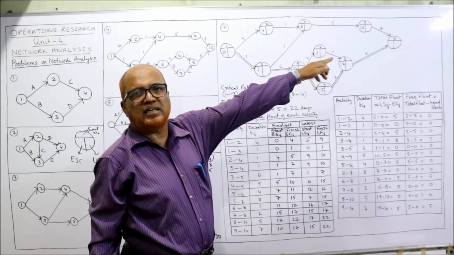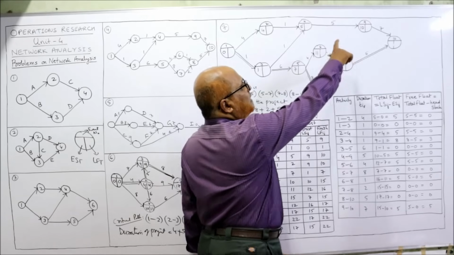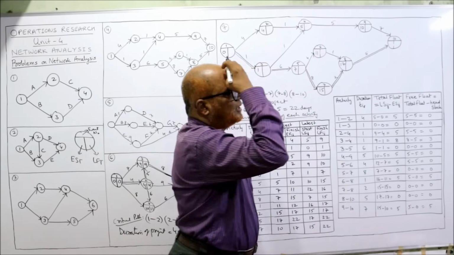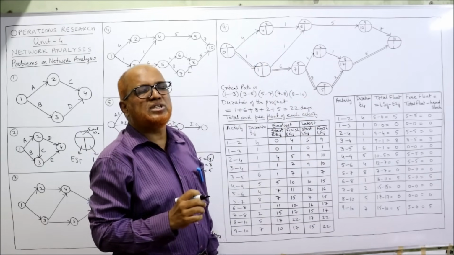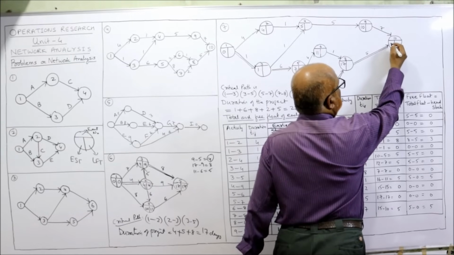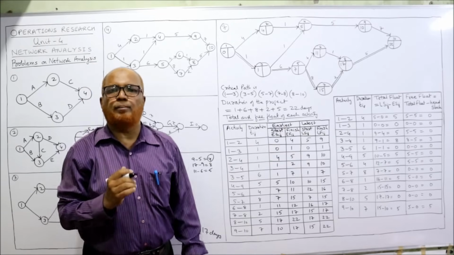Last event, the 10th event, two arrows are merging. So we take the maximum. 10 plus 10, or 17 plus 5, 22. So 17 or 22, whichever is higher. 22 is higher, so here I am taking 22. Over. EST values we have completed.